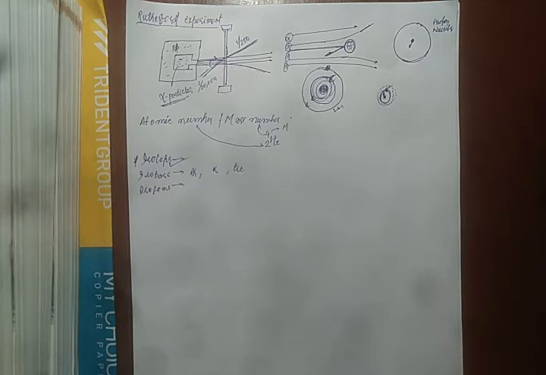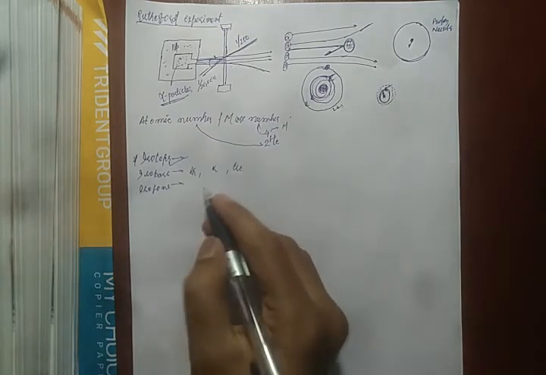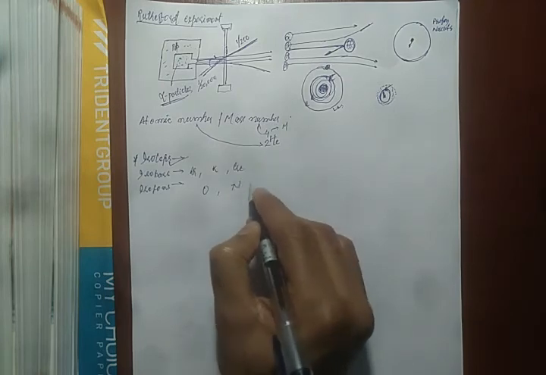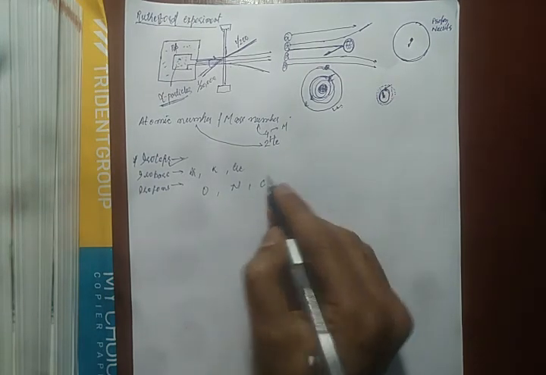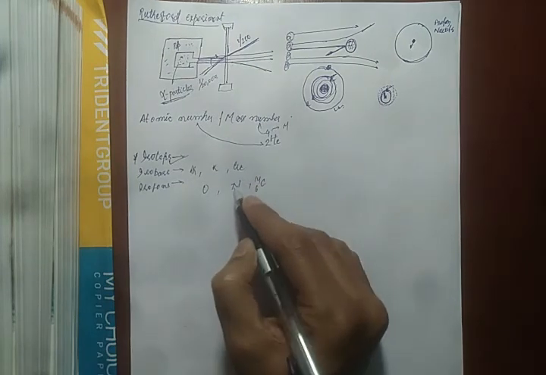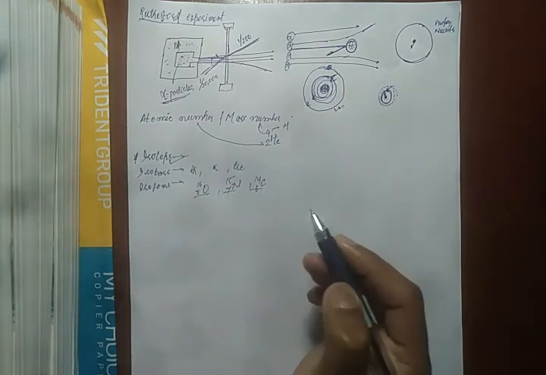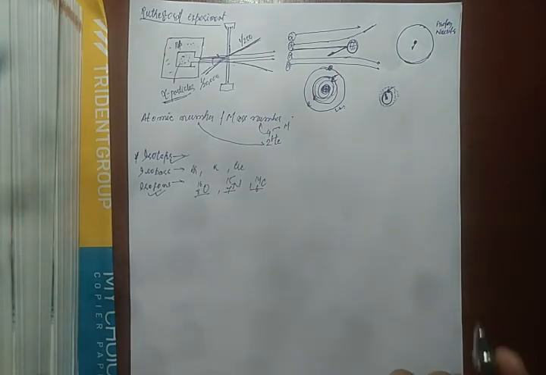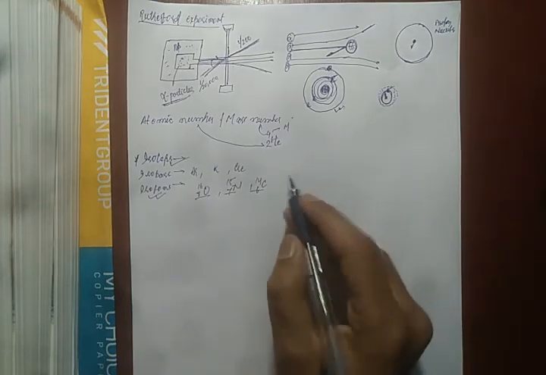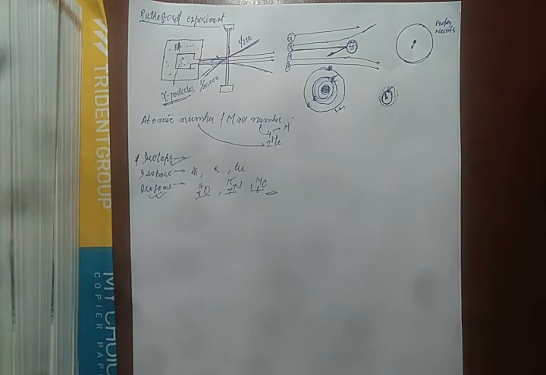Next is isotones. Isotones means the same number of neutrons. For example, you can take carbon 6-14, nitrogen 7-15, and oxygen 8-16. In all three cases, the number of neutrons is the same. So this is called isotones. Once again I will repeat: isotopes have the same atomic number but different mass number. Isobars have the same mass number but different atomic number. And isotones have the same number of neutrons. So this was all about the Rutherford experiment, isotopes, isobars and isotones, and atomic number and mass number.